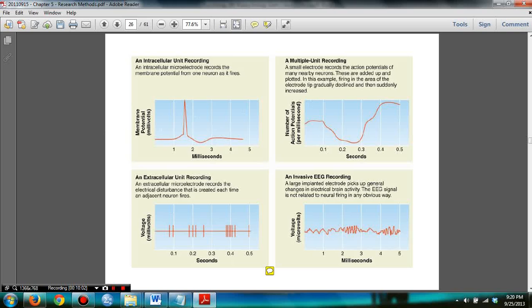In this slide, you need to be able to identify which type of recording this is, and you'll be asked in an exam to identify which one is which.